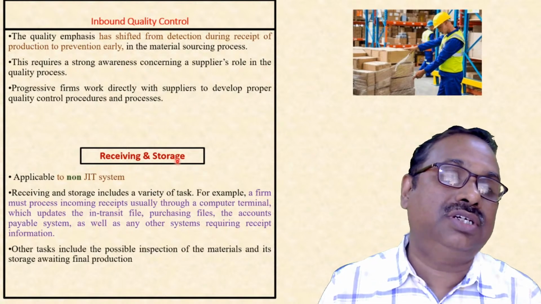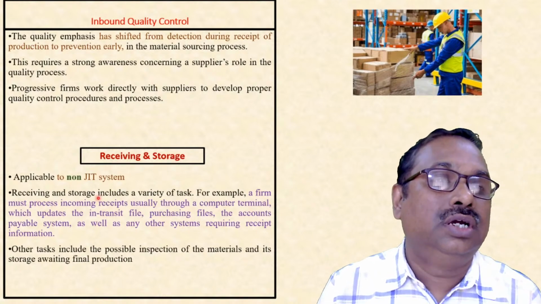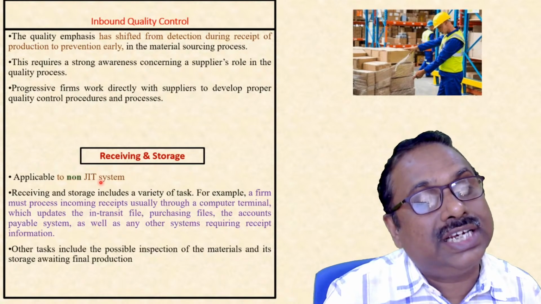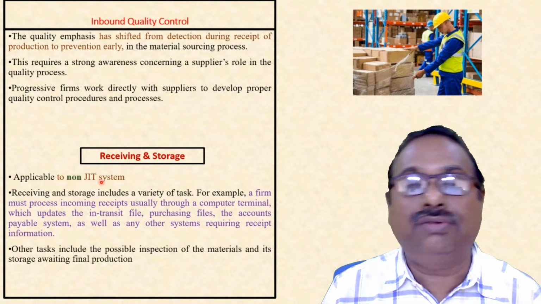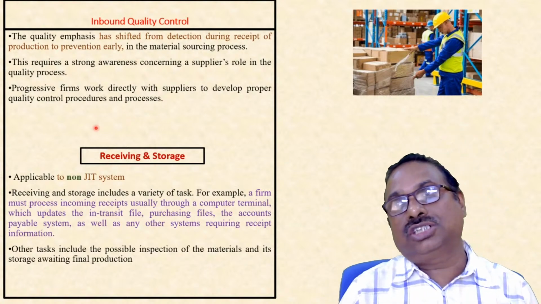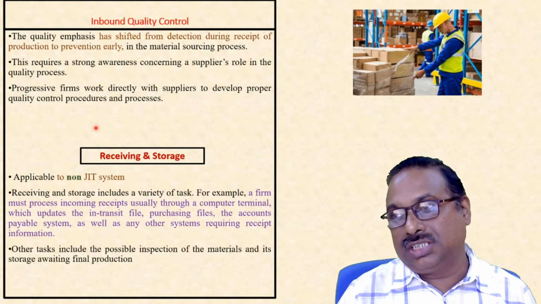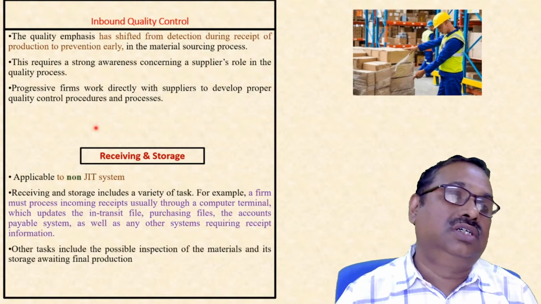Next is receiving and storage. You receive the material and you store. It is applicable for a non-JIT system. It is not applicable for JIT. Why? Because in JIT, just in time, you don't store the material. You just receive the material and work on it.